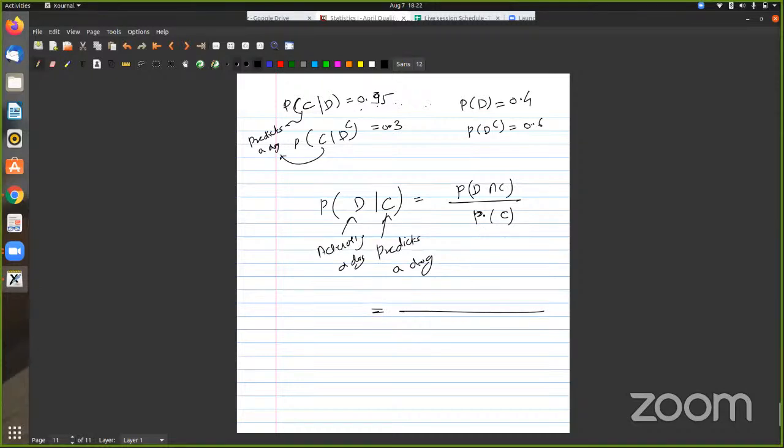Given that, I understand what you're saying. So we can have this probability of C. How can you find out the probability? It should be probability of C given D into probability of D plus probability of C given D complement into probability of D complement, right? This is your denominator.